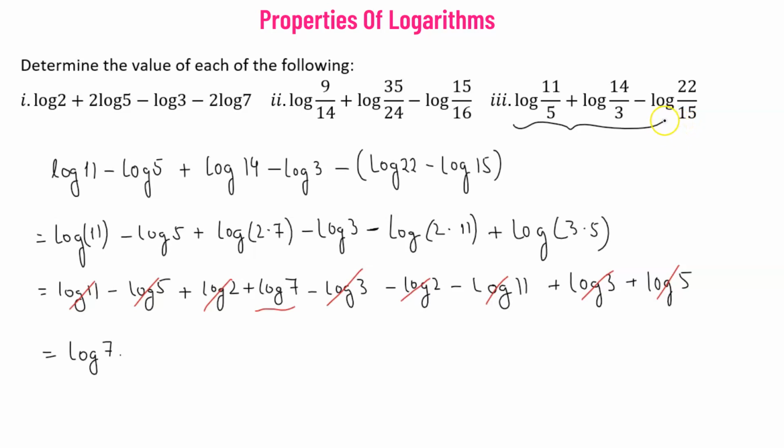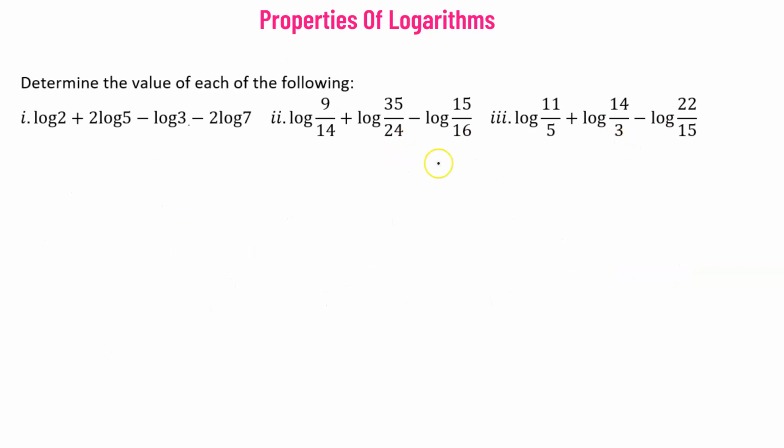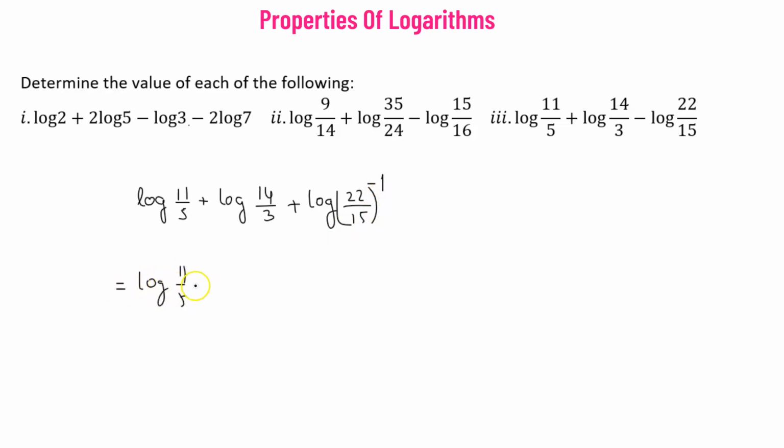Let me show you another way to find the value. So in problem number 3, we can do it in another way. So this will be log of 11 over 5 plus log of 14 over 3. So this minus is actually -1. So we have plus log of 22 over 15 raised to the power of -1. Will mean the same thing. So we have log of 11 over 5 plus log of 14 over 3 plus log of, so the reciprocal of 22 over 15, so that will become 15 over 22.